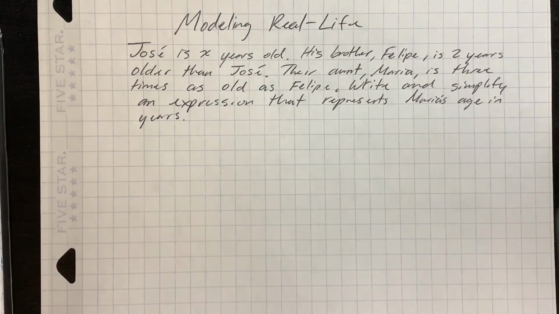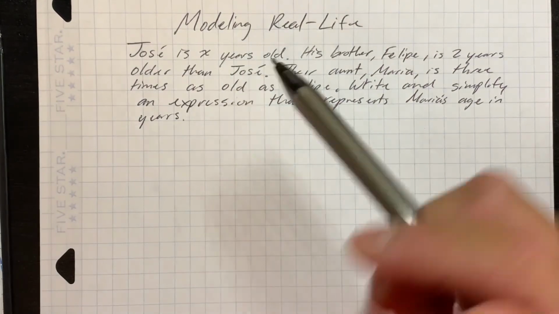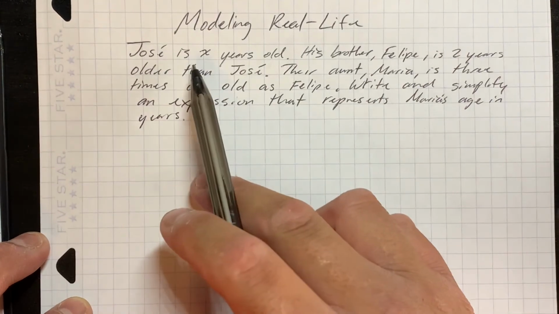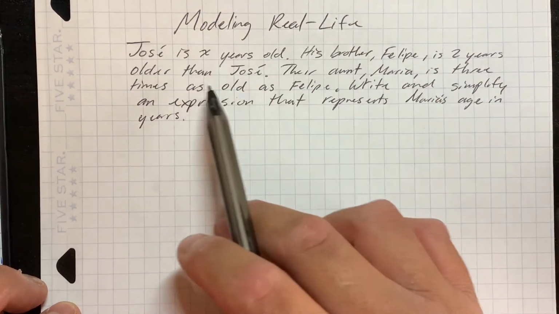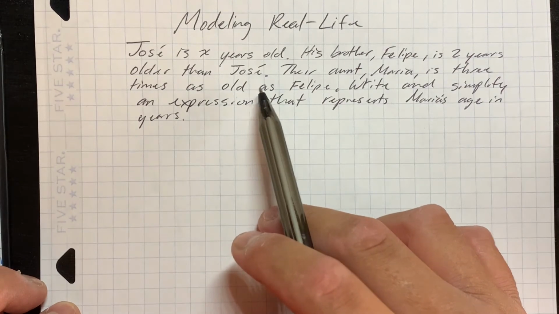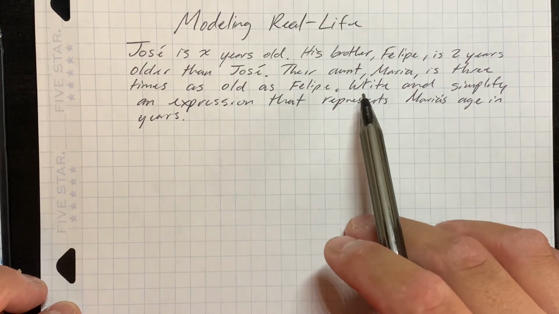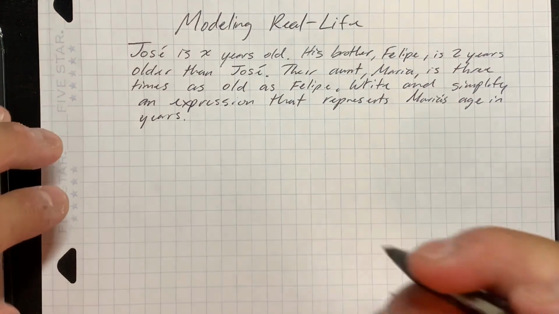All right, lastly, we're going to model real life here. So we have a word problem. We have Jose. Jose is X years old. We don't know how old Jose is. So Jose is X years old. His brother Felipe is 2 years older than Jose. Their aunt Maria is 3 times as old as Felipe. We're going to write and simplify an expression that represents Maria's age in years.